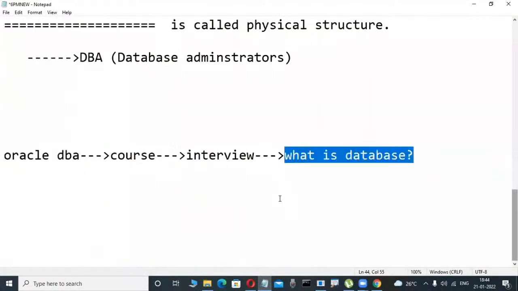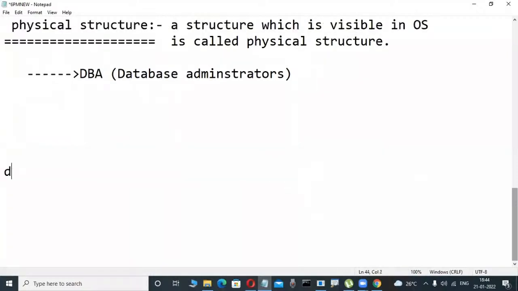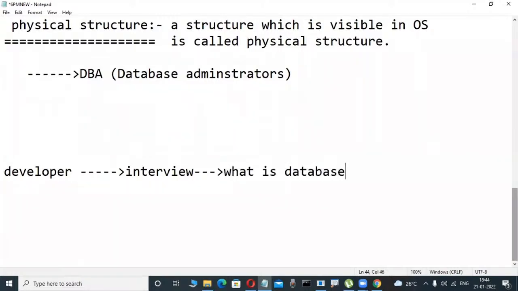Suppose I'm a developer, not an administrator. I'm a Java developer, a SQL developer, a PL/SQL developer, a Python developer, like that. These developers are attending an interview. What is a database? They may not ask it, but generally, if they ask what a database is, the developers answer from the logical structure side.